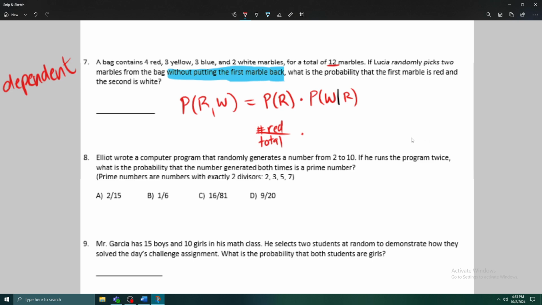So it's kind of hard. So find the number of white here. And again, in the denominator, it's going to be, okay, well, what is the total? Think maybe total minus 1. Maybe that helps.